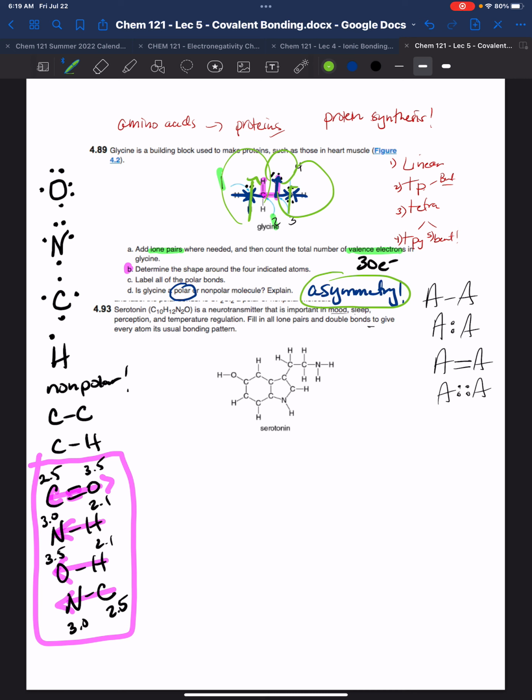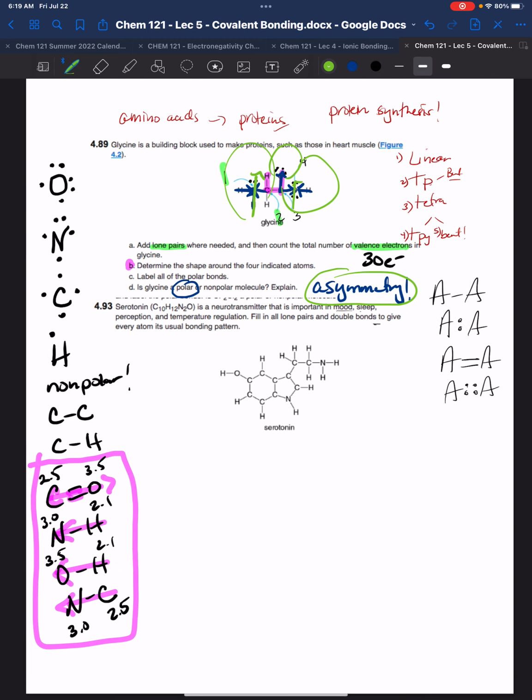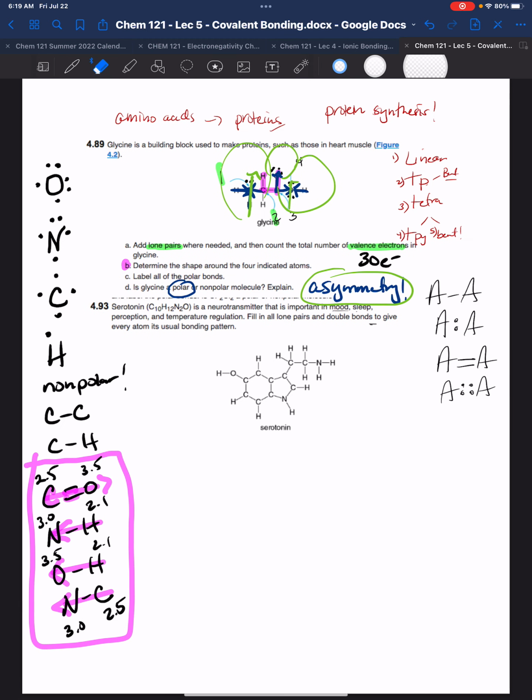Okay, last but not least, let's talk about serotonin. We're starting to get into these circles of carbons and all that kind of noise. This is pushing you a little bit, again into stuff we're going to talk about next week. This one is saying basically fill in the lone pairs. It wants lone pairs, and it wants double bonds to give everybody the usual bonding pattern.